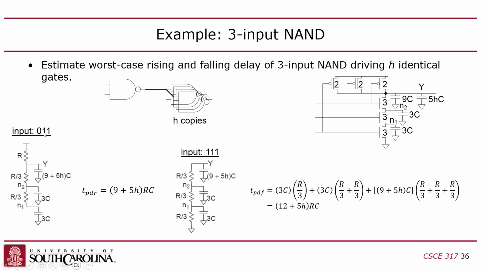Now, think about this. If I had 0, 0, 0 as my input, that's a better input because then I get more drive strength and a faster response. What I'm describing is the contamination delay and propagation delay difference. Because I'm giving it the worst possible input, I'm going to get the propagation delay, not the contamination delay. And this again is for the pull-up.